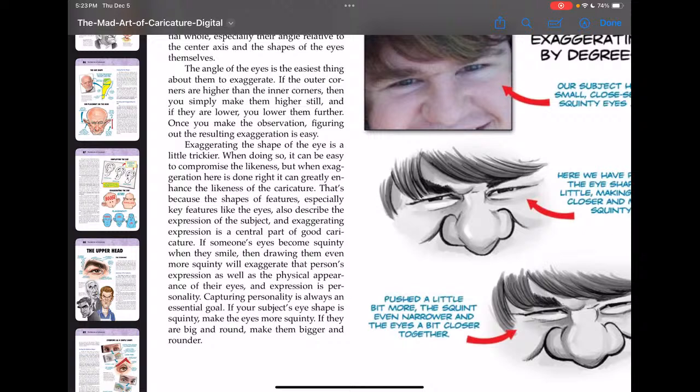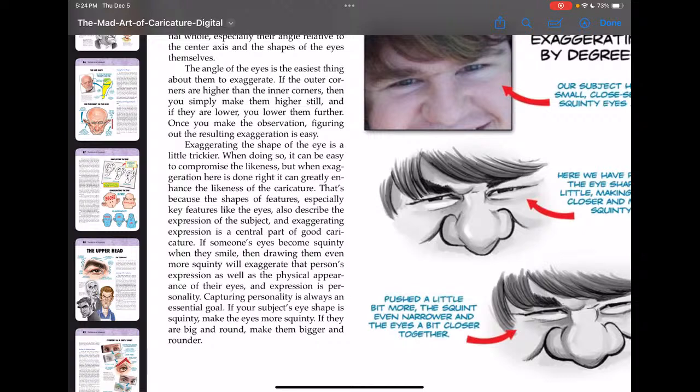And that's what I was thinking about my drawing. I did make it squinty. But when exaggeration here is done right, it can greatly enhance the likeness of the caricature. That's because the shapes of features, especially key features like the eyes, also describe the expression of the subject. And exaggerating expression is a central part of good caricature.